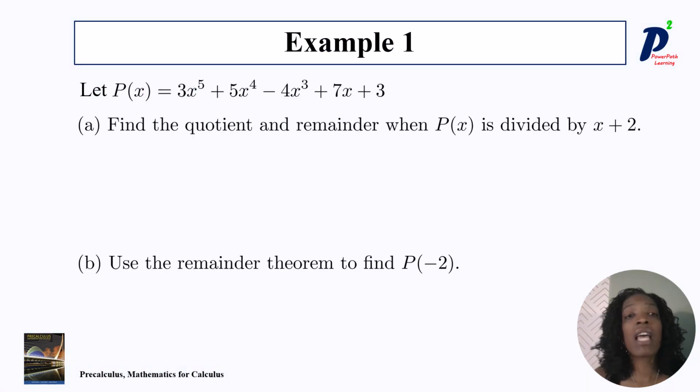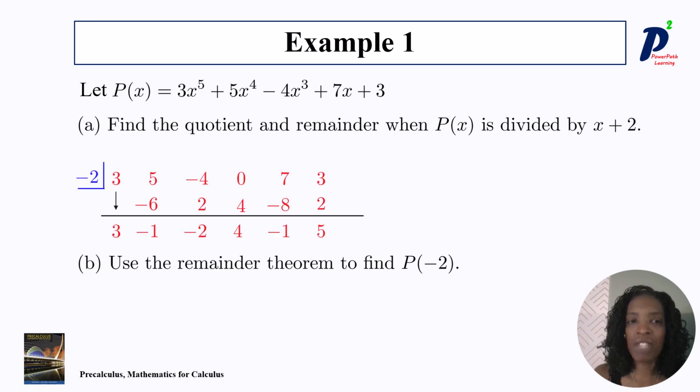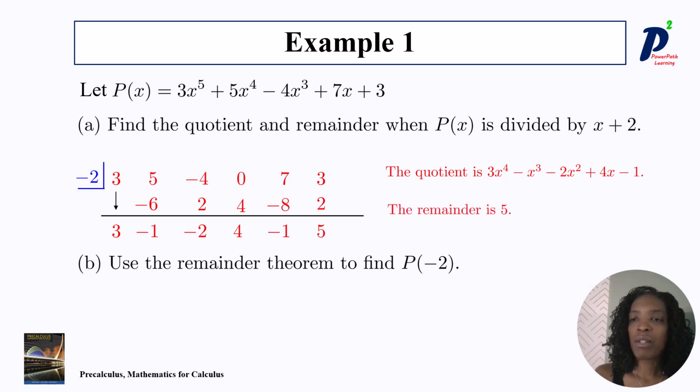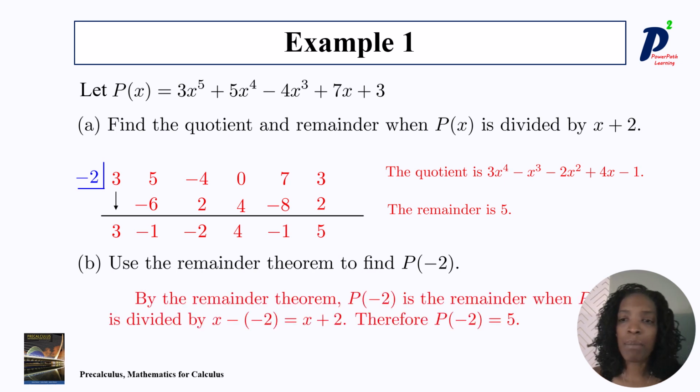For our first example, we're given a polynomial, and we need to find the quotient and the remainder when it's divided by 2x plus 2, sorry. So that's simple using synthetic division. Once we complete our division, we can see that the quotient is 3x to the fourth minus x cubed minus 2x squared plus 4x minus 1, and the remainder is 5. Now we need to use the remainder theorem to evaluate the function at p of negative 2. That's done pretty much already because the remainder theorem tells us that when our polynomial is divided by x minus negative 2, which is x plus 2, the remainder is the value when x equals negative 2.